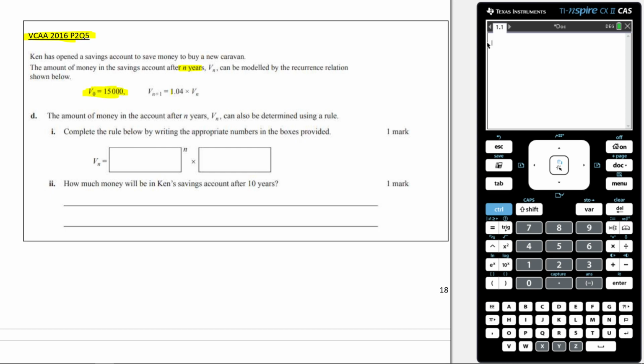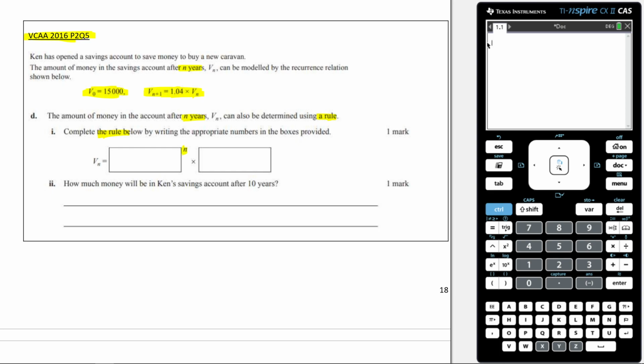So as you can see, V of 0, his starting amount, is $15,000. And then here, it's important that we can read this off. This is saying that he is earning 4% interest each year. The amount of money in the account after n years can also be determined using a rule. Complete the rule below by writing the appropriate number in the boxes provided.